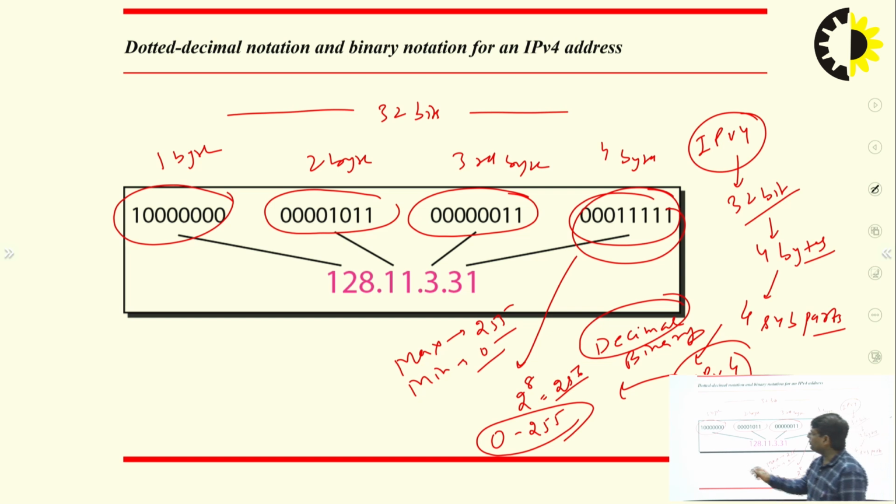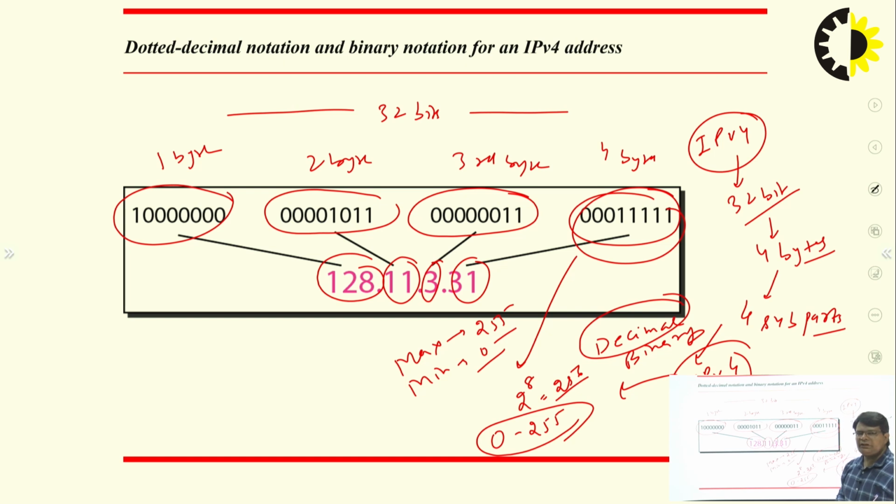Corresponding to this is 128, second 11, 3 and 31. Basically, when we convert binary into decimal, we consider only the one part. For this case we will cover only these two, for this we will cover only these three, for this we will cover only these, and for this we will cover all.